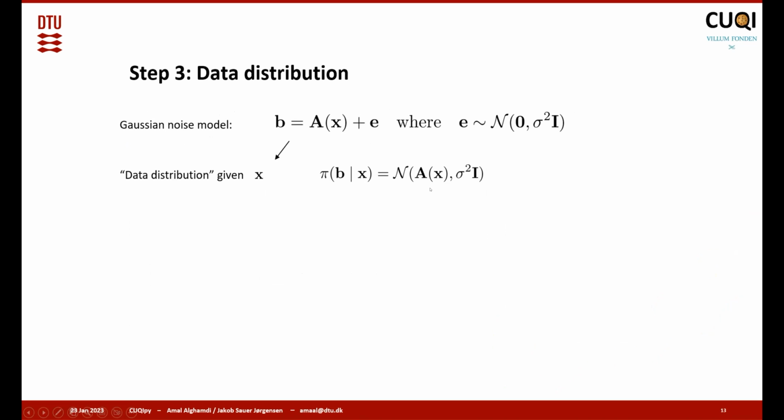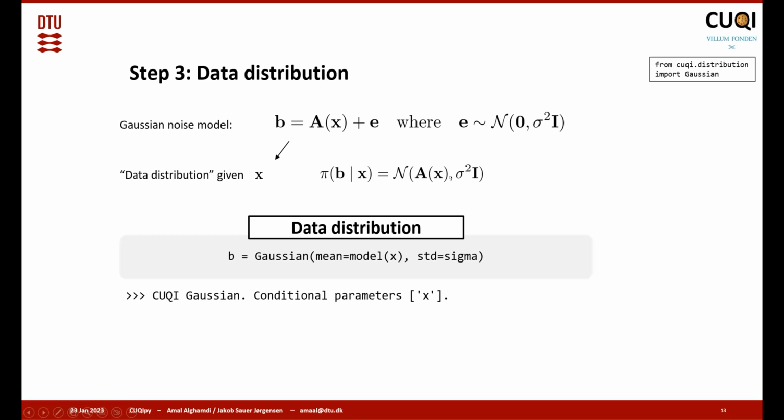And we can model the data distribution with this normal distribution centered at the model outcome and with the covariance matrix of the noise. And this can be represented almost directly in CUQIpy. So you create a distribution, but here you specify the mean to be actually the model itself, a model of parameters X. And it will tell you that this is a Gaussian distribution that is conditional on the parameter X.